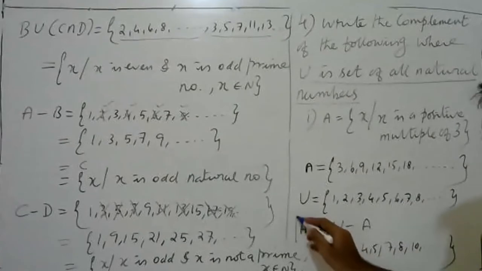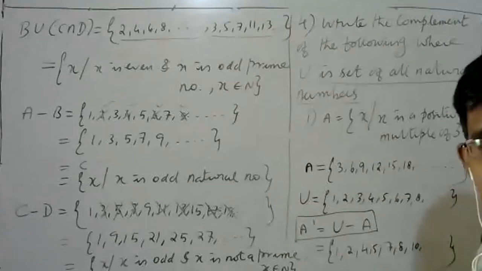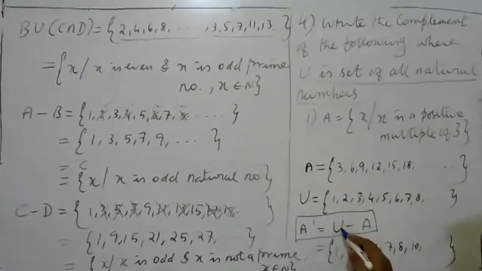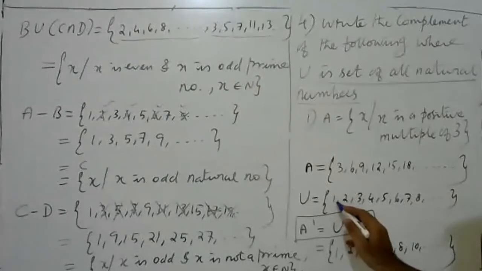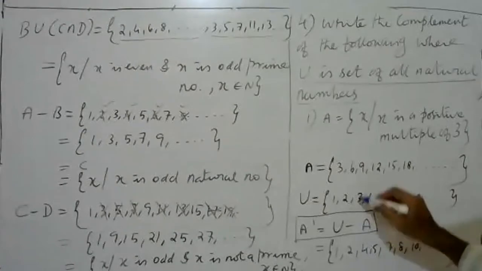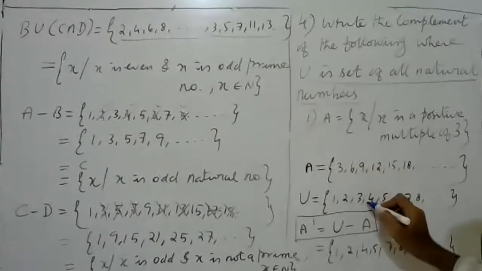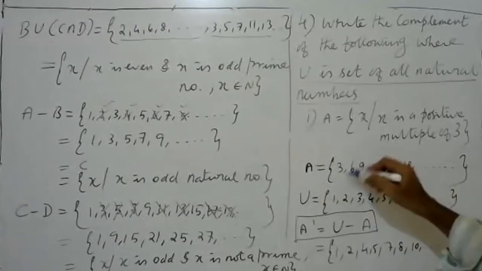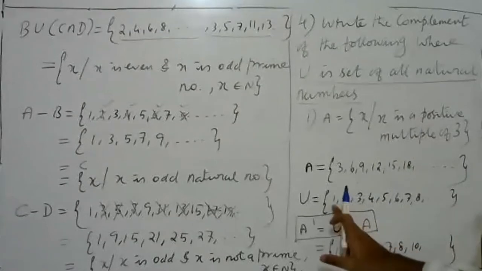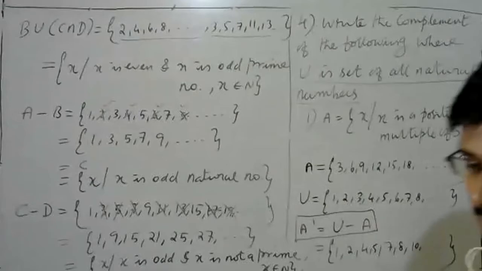What is my A dash? Just now we discussed in the beginning of the class, my A dash is equal to U minus A, U means universal set minus A. How to find out U minus A? Write all the elements of U and remove those elements of U that belong to A. 3 belongs to here and here. Remove this. 6 belongs to U and A. Remove this. 9 belongs to U and A. Remove this. And write the remaining elements: 1, 2, 4, 5, 7, 8, 10, 11, like that. This is my A complement.